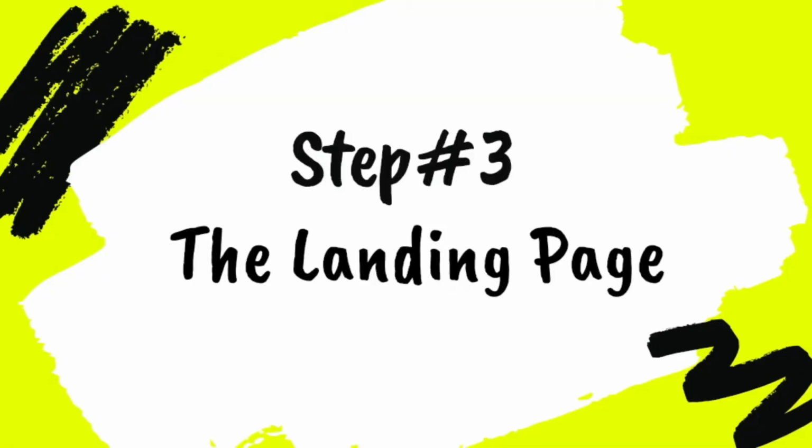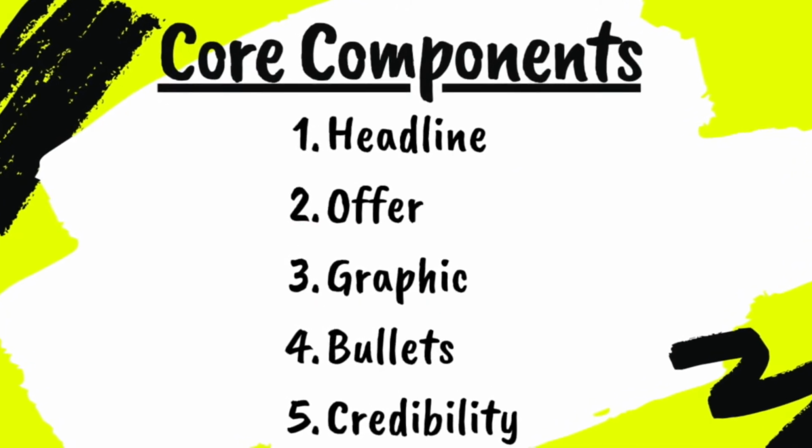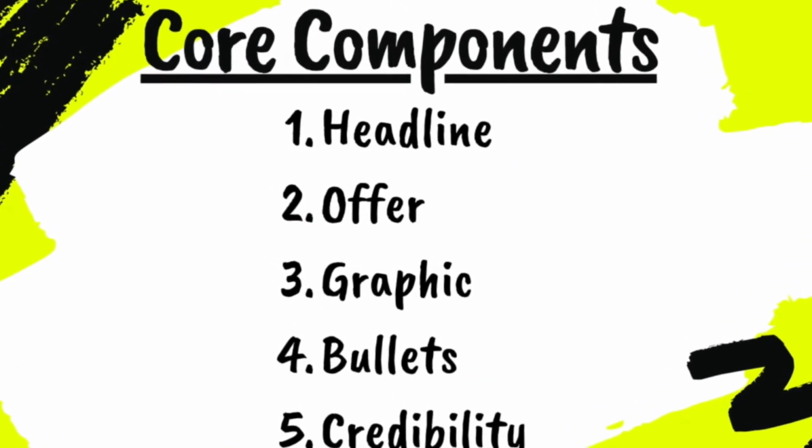All right, number 3, the part you've probably all been waiting for is the landing page. Now we're talking about what people see, the offer, the page that they land on when you're having a conversation, or the call to action that you have right after a Facebook Live video. What are you going to actually run your advertising to? Your landing page. Now, your landing page is really broken into 5 core components. You've got your headline, your offer, you've got a graphic, you've got your bullets, and you've got your credibility.